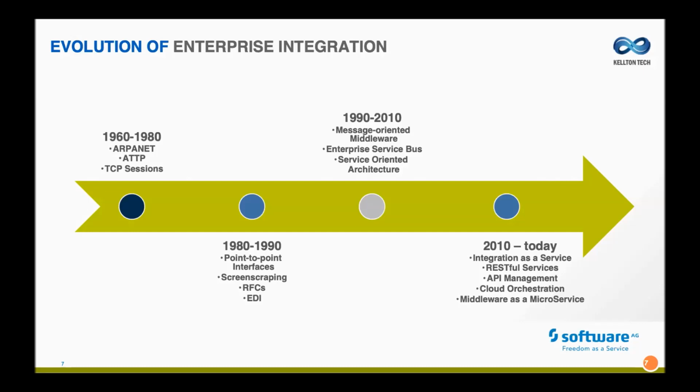By the 90s and 2010s, we evolved into completely message-oriented middleware or enterprise service bus-oriented middleware, and service-oriented architecture has been predominant. But what's happening today is new demands from our digital transformation era, and these demands are everything to be as a service. Cloud enablement, cloud orchestration, RESTful services, middleware as a microservice are the new trends that we have to cater to.